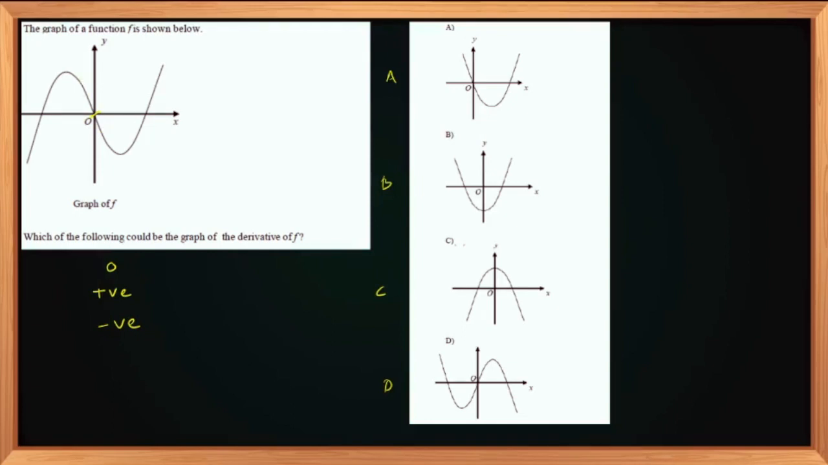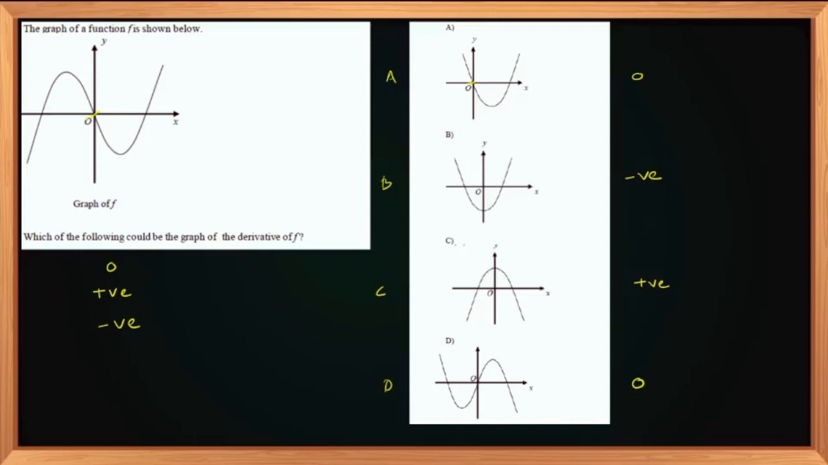It is a function which is coming down at origin. Yeah, it is going to be negative, right? Now, I am going to check the options. When I check this option, at origin, the value is 0. When I check this option, the value is negative. When I check this option, the value is positive. When I check the last option, at origin, the value is 0.